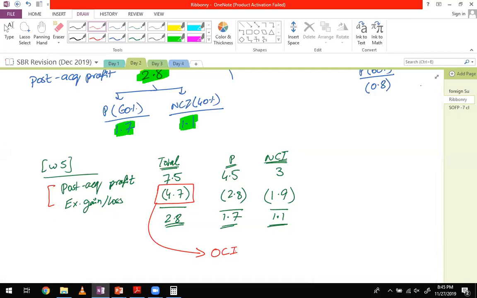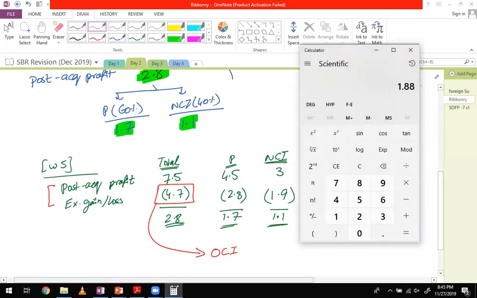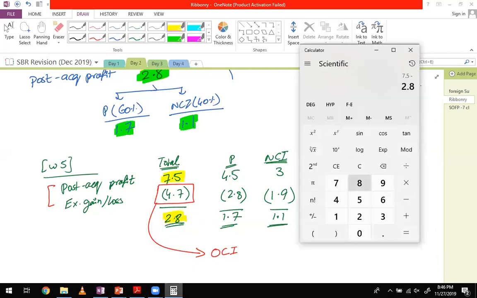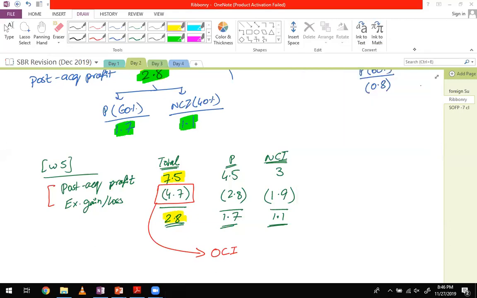Okay, Bibi Fatma is asking, where did we get 4.7 from? Bibi Fatma, 4.7 is the balancing figure, 7.5 minus 2.8. 7.5 this value minus 2.8 this value. So the difference is the exchange gain or loss. So now when we talk about OCI, we say that the total gain or loss should go to the OCI irrespective of what belongs to parent and what belongs to NCI.